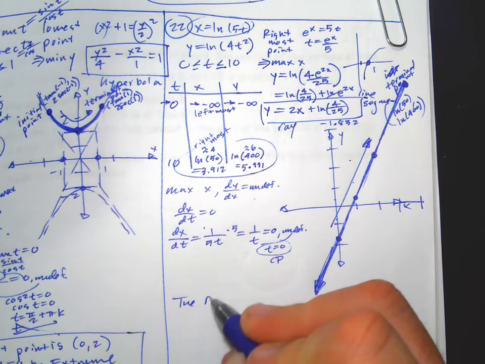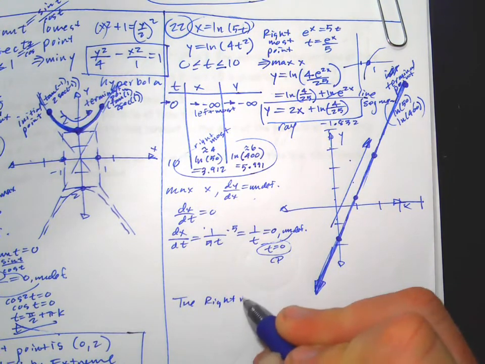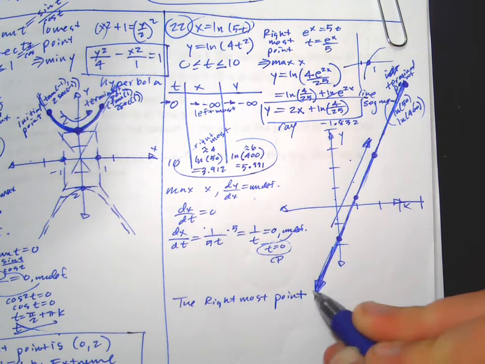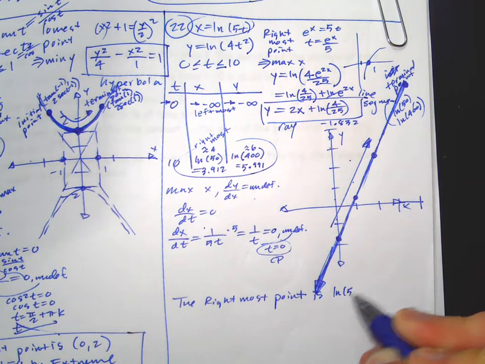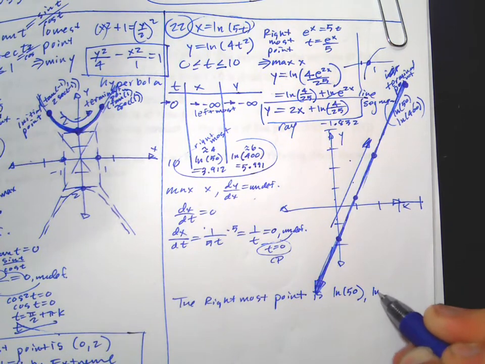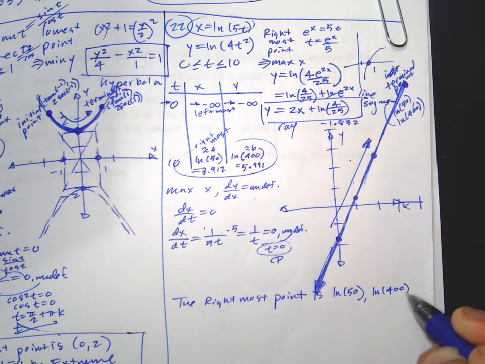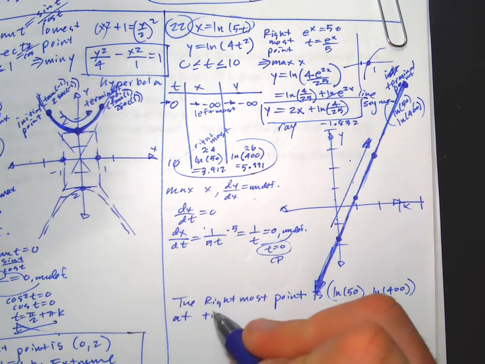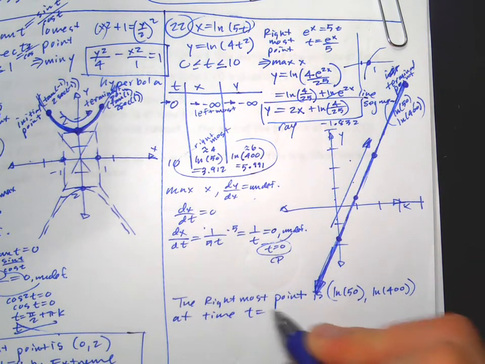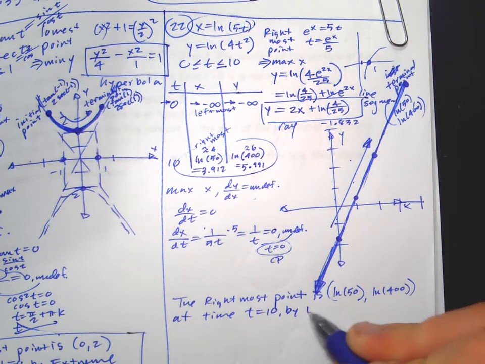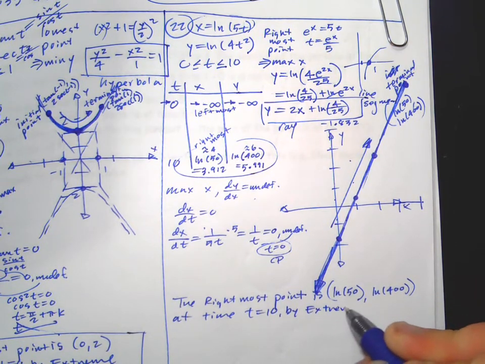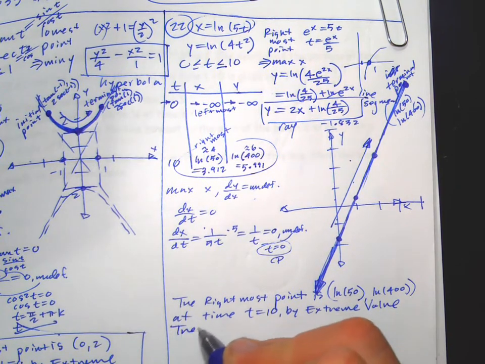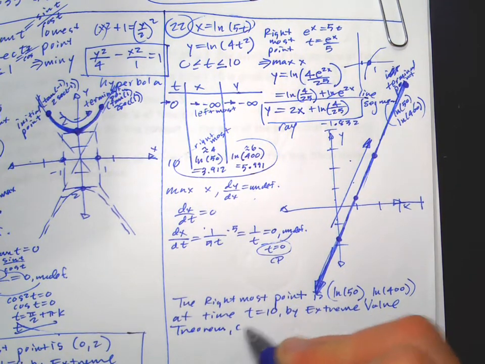So the rightmost point is natural log of 50, comma natural log of 400, at time t equals 10 by extreme value theorem. Checking endpoints and critical points.